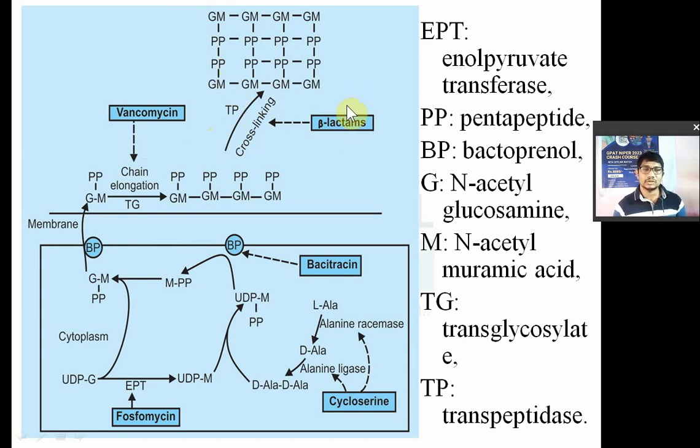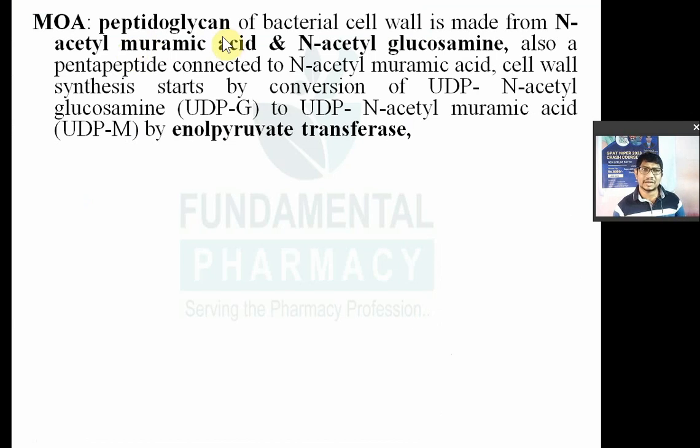So that's how there is synthesis of the peptidoglycan layer, the cell wall in bacteria. This cross linking is prevented by beta-lactam antibiotics. That is the mechanism. Peptidoglycan is the bacterial cell wall. The bacterial cell wall is made up of peptidoglycan, which is made up of N-acetyl muramic acid and N-acetyl glucosamine in repeated units, also connected with the pentapeptide. N-acetyl muramic acid and N-acetyl glucosamine are repeating units in the peptidoglycan, which is the bacterial cell wall.